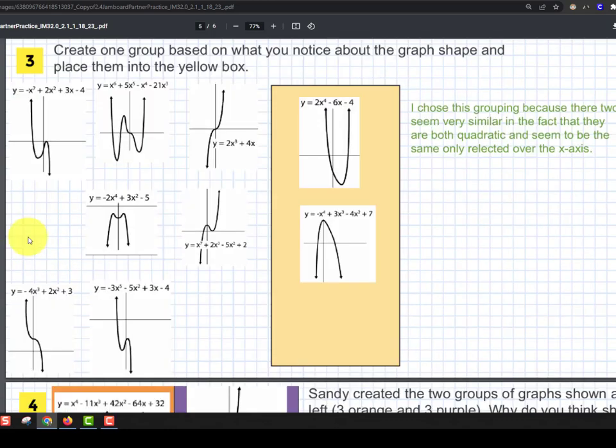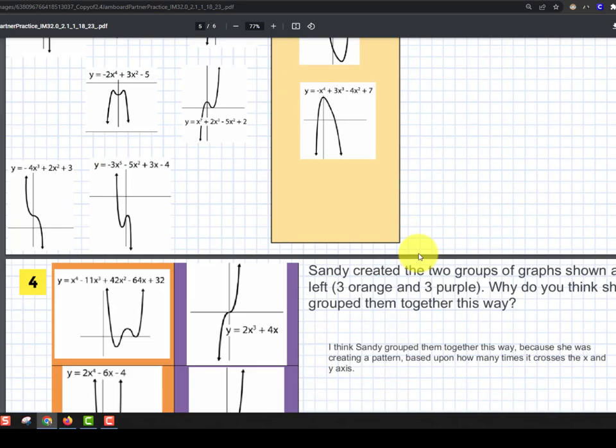Okay, this student said there was no correct answer in the sense that there's a bunch of them. So this person said, I chose this grouping because the two seem very similar in that they are both quadratic and seem to be the same when they are reflected over the x-axis. So maybe their arrows are both pointing up, and they're kind of just switched, reflected over the x-axis.